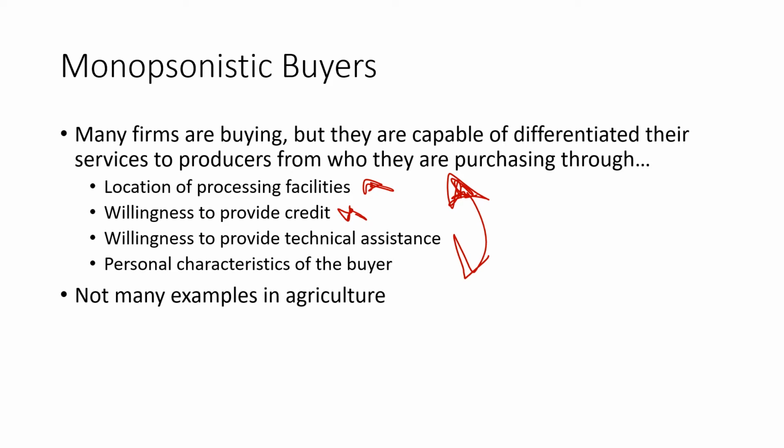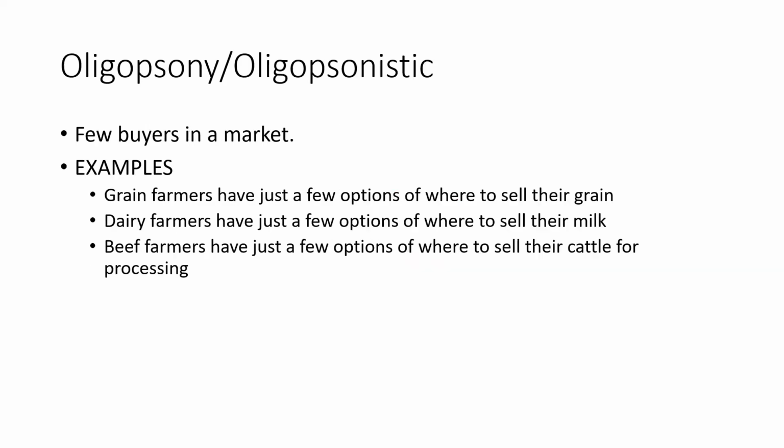There are not very many really good examples of this situation of monopsonistic buyers in agriculture, because generally farmers and producers don't have a lot of choices of where they're going to sell their product. So usually we see examples of the other two types of imperfect competition.